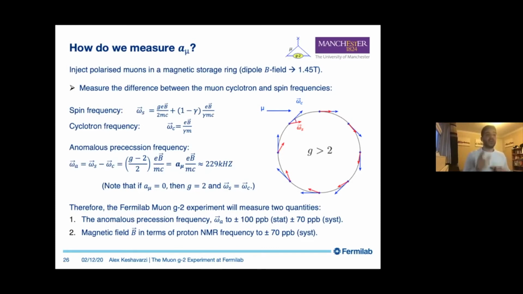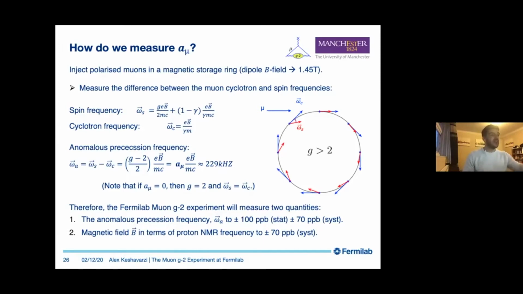And we store those muons in that storage ring, and we allow them to orbit round, and then we measure the difference, as I said before, between the spin frequency and the cyclotron frequency. And that is proportional to g-2/2, or this a_mu factor. Now notice that if there is no anomalous magnetic moment, then g equals 2, which is the Dirac theory, and the spin frequency would just equal the cyclotron frequency. What that would mean is that when the muons were going around this ring, they wouldn't precess. There would be no orbit around the spin vector, and they would just orbit around. But physically, that's not true, okay?